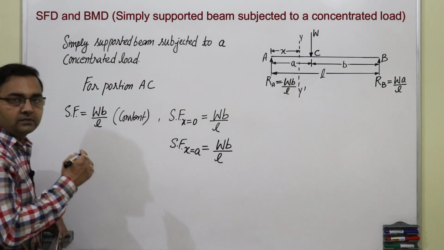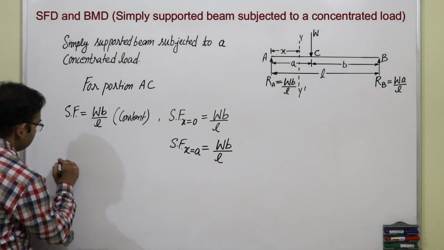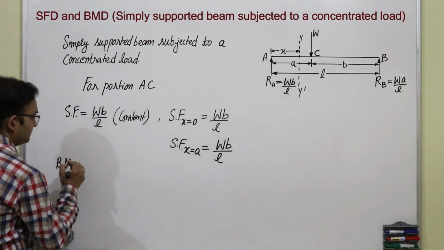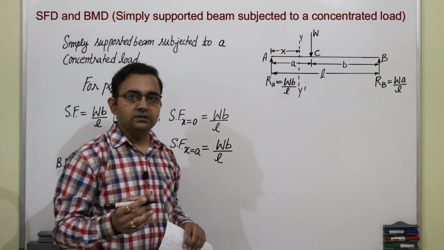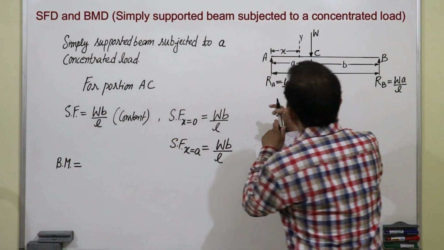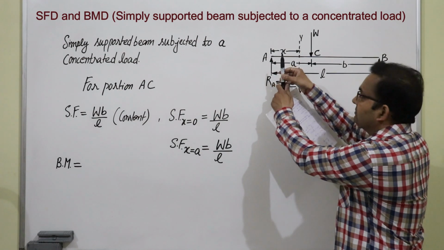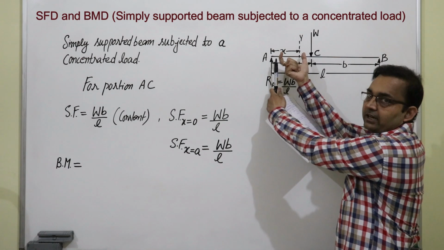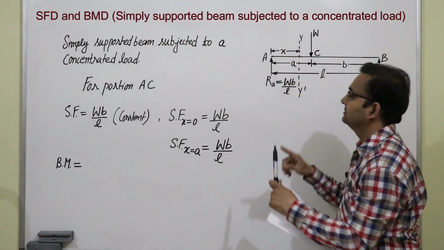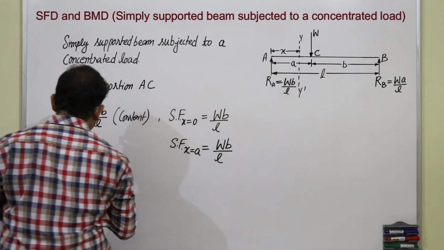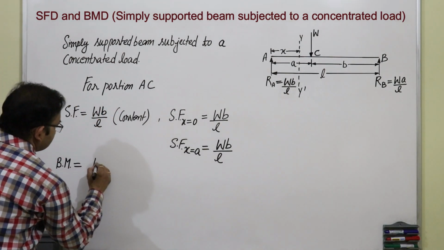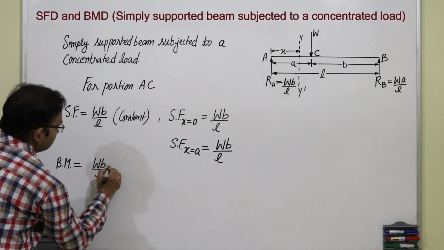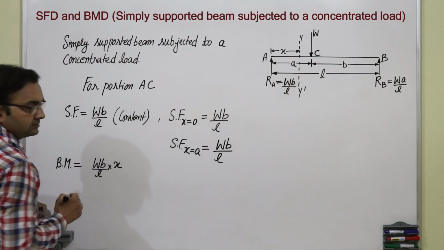Now we will write the bending moment equation. Bending moment is the force into perpendicular distance. Towards the left of this section, this is the force and the distance is x. So, the bending moment equation is force WB by L into x.